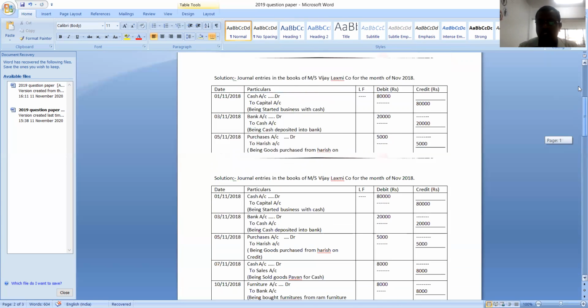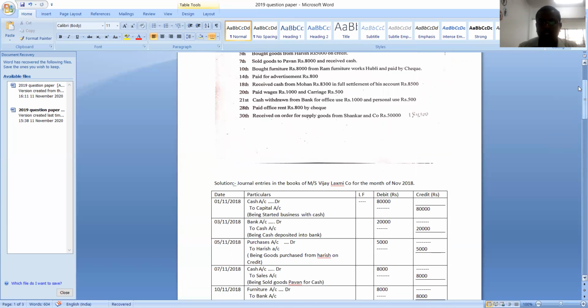What is actually the next transaction? The next transaction is dated 21st November 2011. Here is the transaction: cash withdrawn from bank for office use rupees 1,000 and for personal use rupees 500. So how many accounts are you finding here? Here also we are finding three accounts.